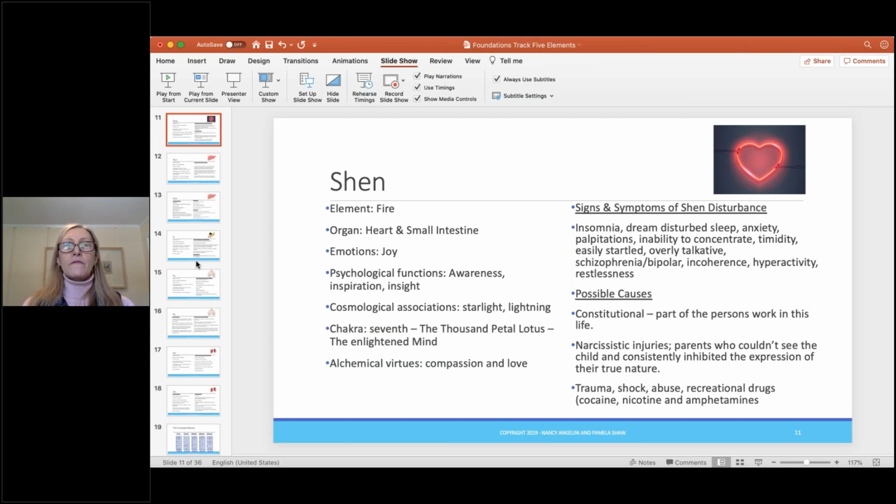In the most severe Shen disturbances, you'll have bipolar, schizophrenia. They may even be incoherent. They'll be restless. They'll be hyperactive. They may even get diagnosed with ADHD, and go to the heart, go to the Shen, and see if it's really there.